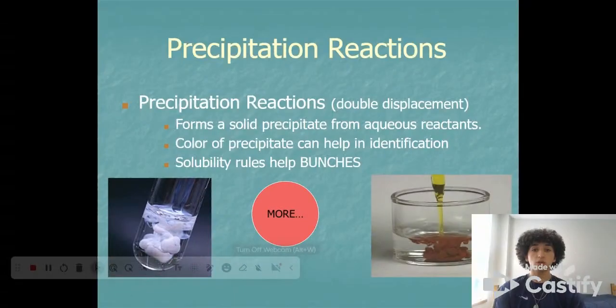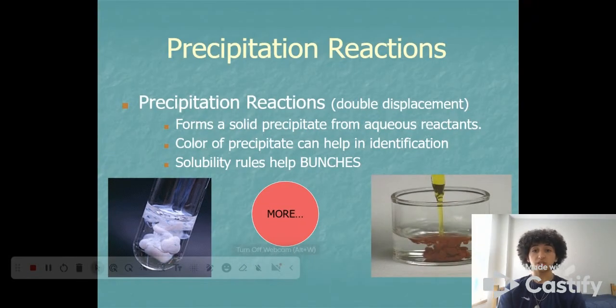Now, a precipitation reaction is when 2 aqueous solutions are mixed and produce a solid, the precipitate. The solid comes out of solution because the product is insoluble in water, so it literally falls out. These reactions are also called double displacement reactions because the cations and the anions swap partners, like a chemistry square dance. A+B- mixed with C+D- gives you A+D- and C+B-, where the ions switch dance partners.